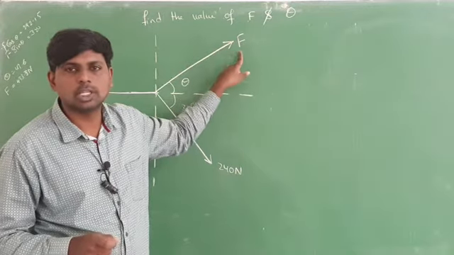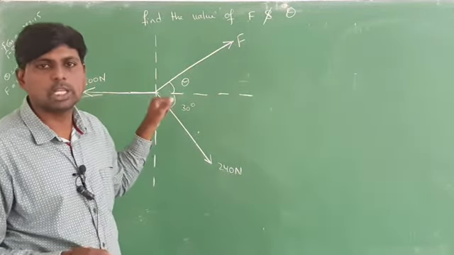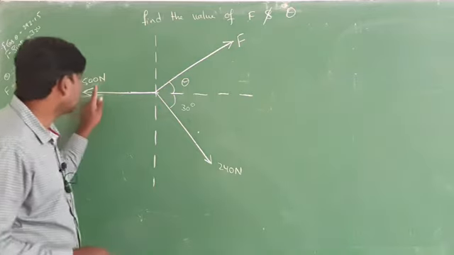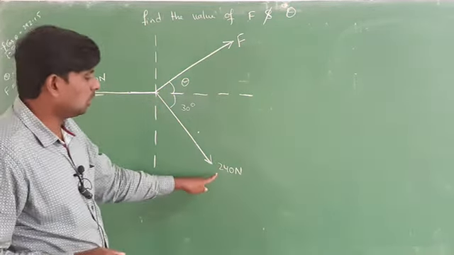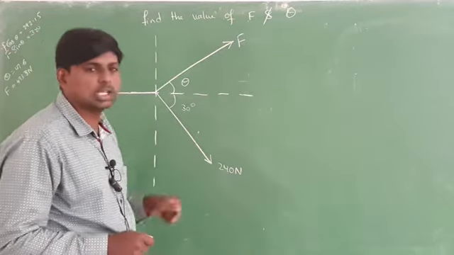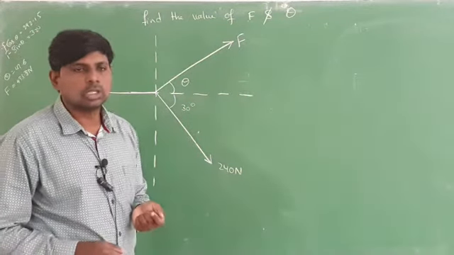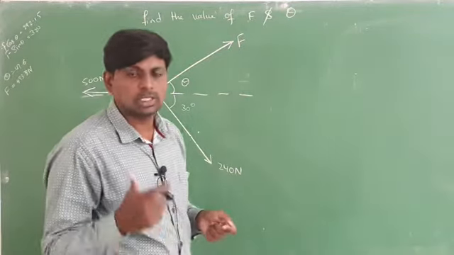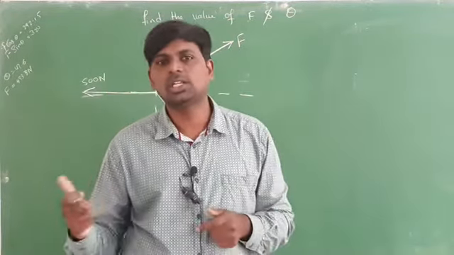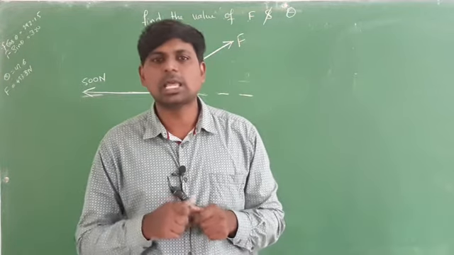You have to find out the value of F as well as the value of theta. Here 500 Newton is given, 240 Newton is given, and theta is equal to 30 degrees. Here three forces are given, so you might go for Lami's theorem, but one theta is unknown. If theta is unknown, you can't apply Lami's theorem.